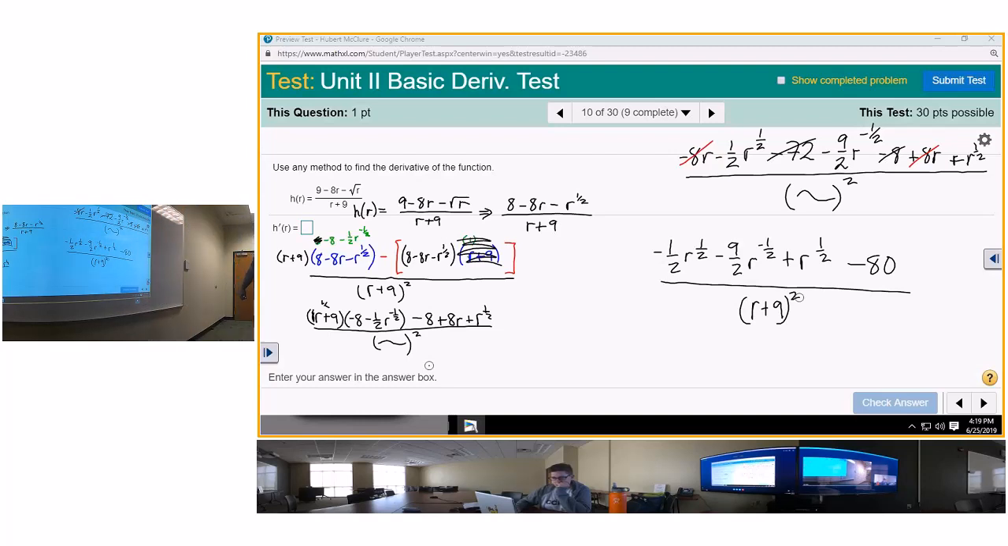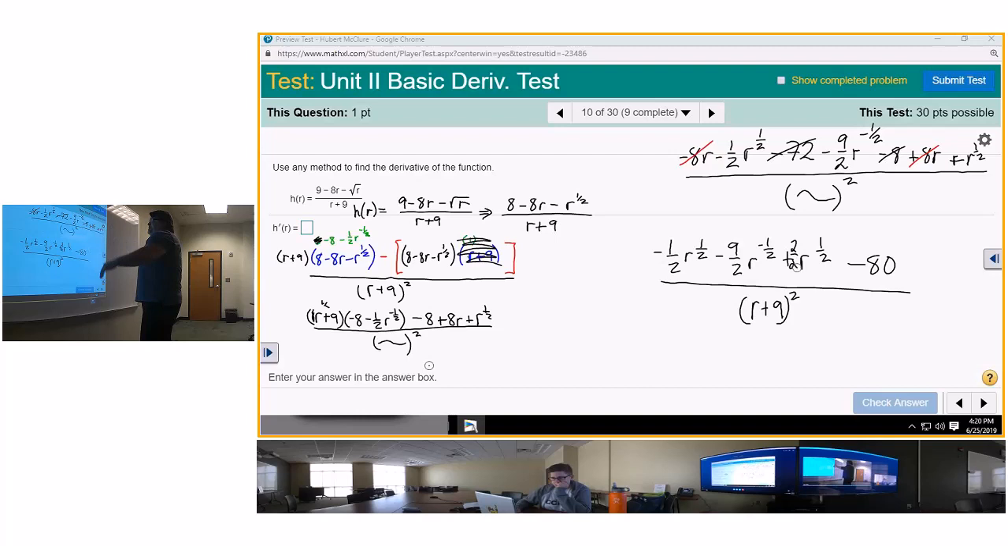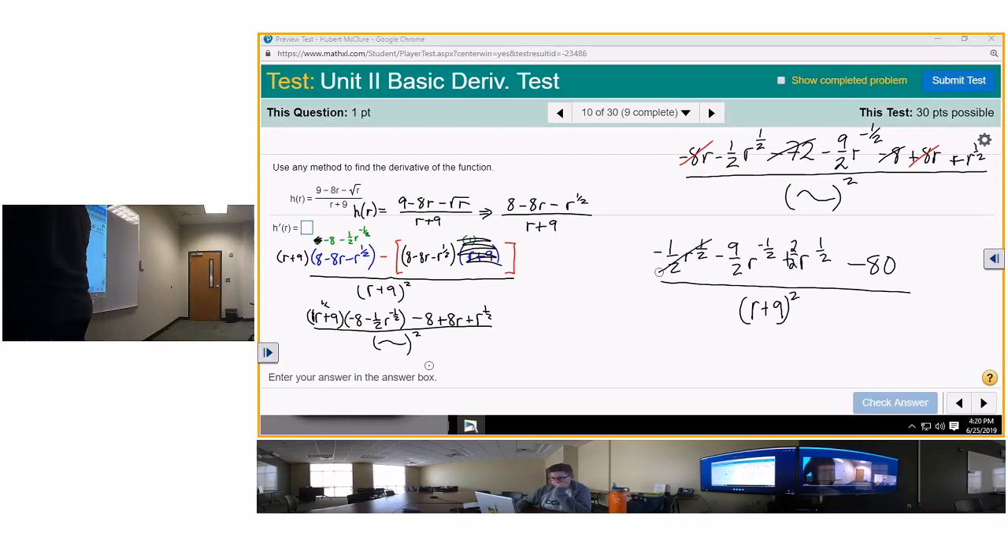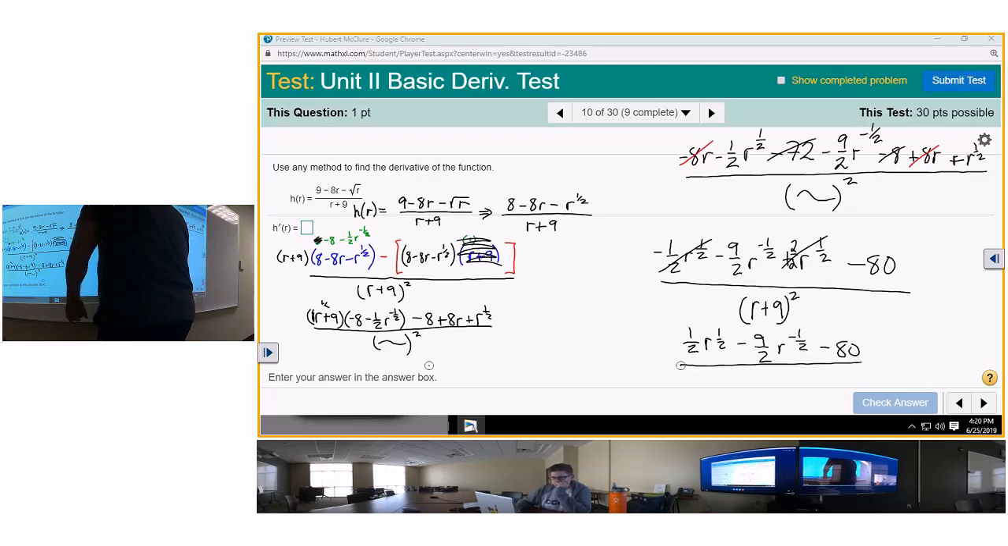Whew. Well, the negative 1 half is going to be by itself. And this is 2 halves right here. So negative 1 half plus 2 halves is 1 half. So that's 1 half R to the 1 half power, minus 9 halves R to the negative 1 half power, minus 80, over R plus 9 to the second power.